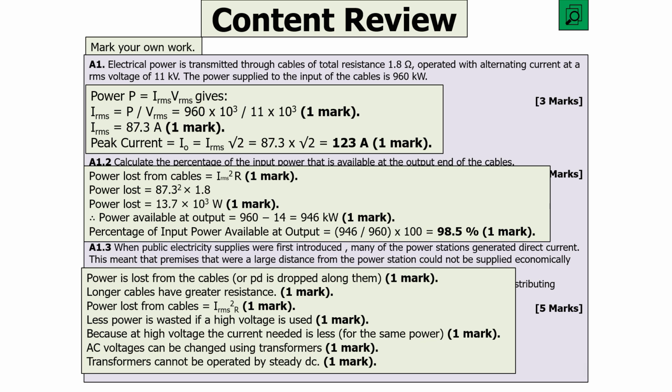Now this means that you have to transform the current and the potential difference. So this can only work via electromagnetic induction, which requires a change in flux linkage. So therefore you need an alternating current to produce this change in flux linkage, because transformers cannot be operated by steady direct current.